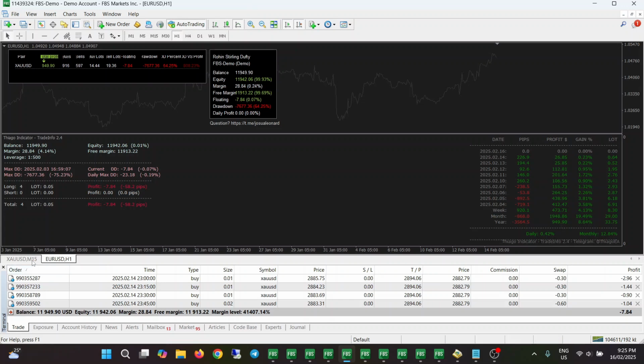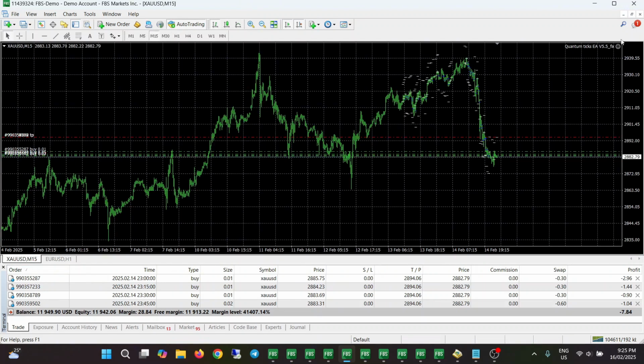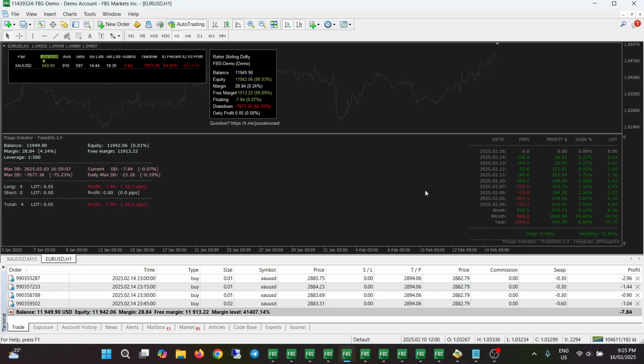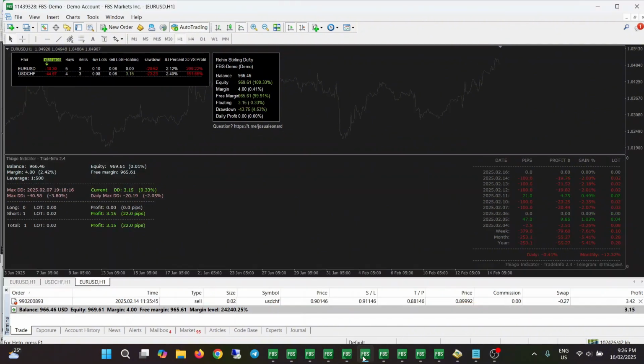So maybe I've not got it on the right setting. I thought it would actually make more. But we're going to let it trade again for another week and see what happens. But yeah, that's no good. I think if you had a real account, that probably would be blown up. So unfortunately, I think it's probably no good for Quantum Ticks.